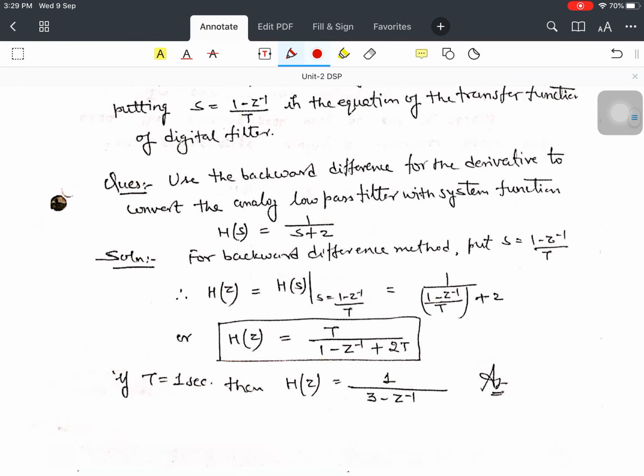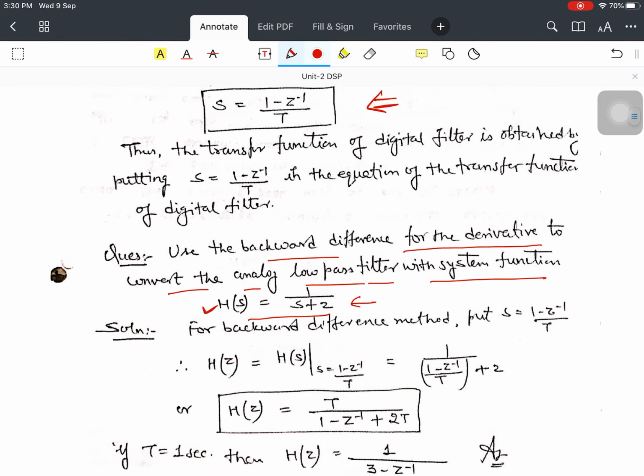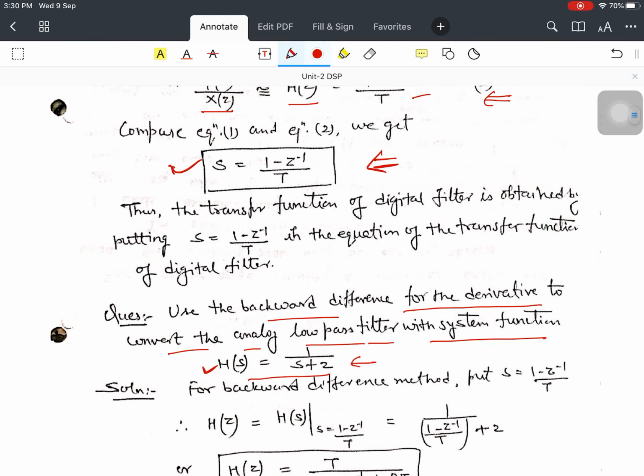Okay. So here I have taken one example. The question is, use the backward difference for the derivative to convert the analog low pass filter with the system function H(s). So you can see here, whenever we are talking about the analog IIR filter, the transfer function is in the s domain. And if you want to convert to the digital domain or digital IIR filter design, you have already calculated, just put the value of s equal to 1 minus z inverse by T.